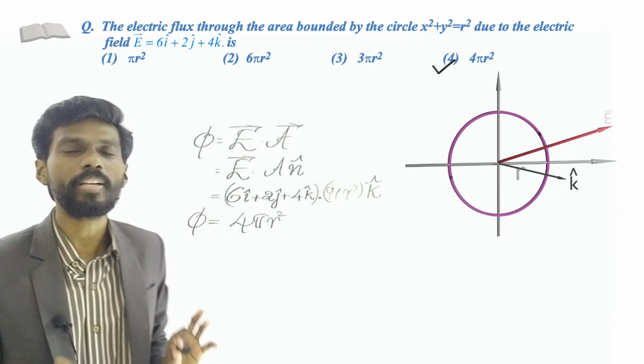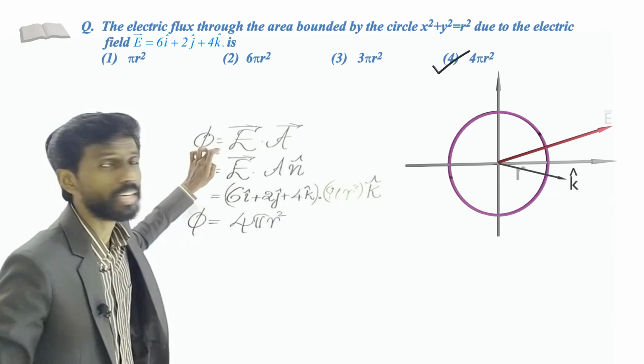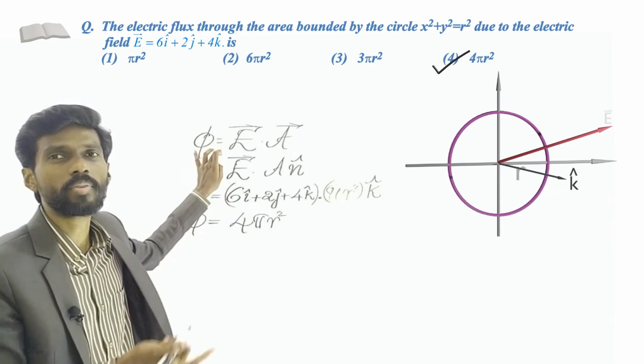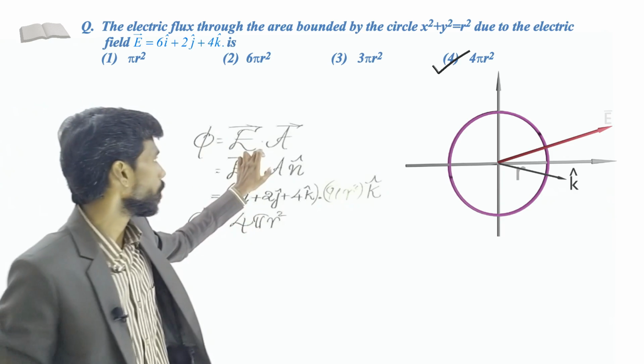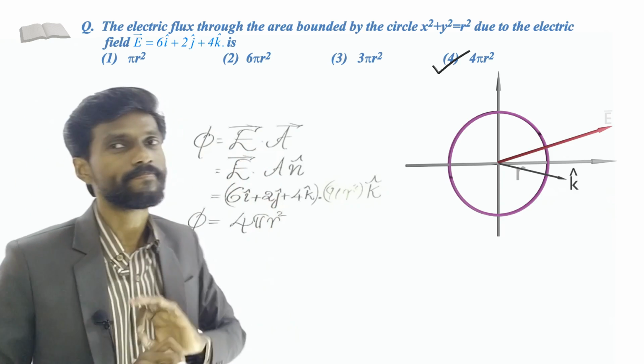Alright, it's very simple. So we are given an electric field vector and also the area vector we have to find. So that dot product will give you our required electric flux.